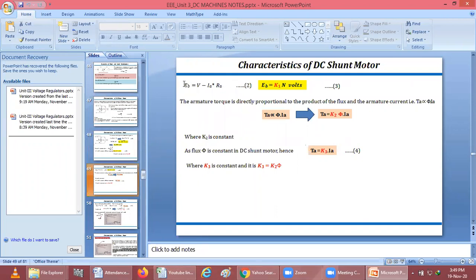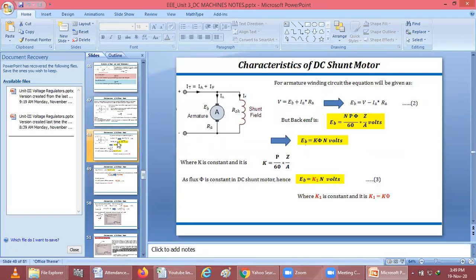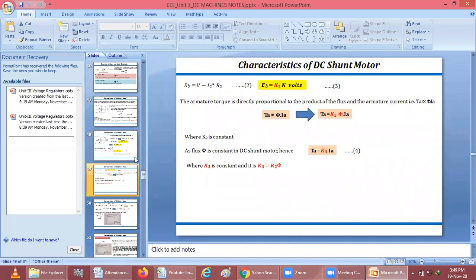Now, we are having the equation EB equal to V minus IA RA. Our third equation is EB equal to K1 N, I am writing the same equation as it is here. You can see here. The second equation is as it is, and third equation I am writing on the next slide. So we can take these equations as it is.